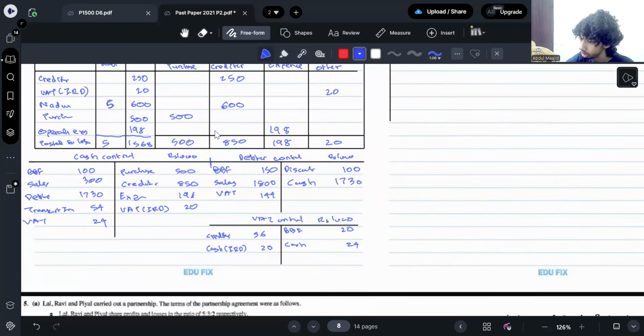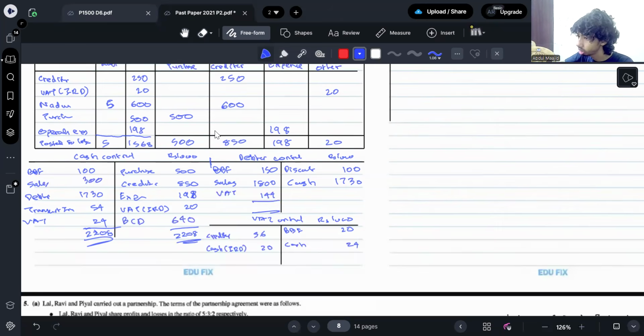Now you can balance off this. 100 plus 300 plus 1730 plus 54 plus 24, that is 2208. 2208 minus 20 plus 19 is 198. 198 minus 850 minus 500. The cash balance will be 640. Balance carried down 640.